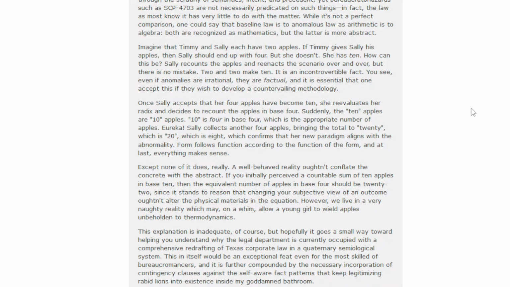This explanation is inadequate, of course, but hopefully it goes a long way towards helping you understand why the legal department is currently occupied with a comprehensive redrafting of Texas corporate law and quarterly semi-logical system.